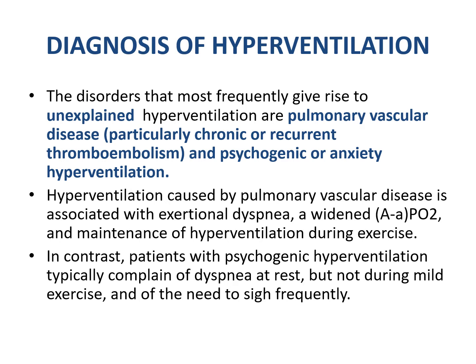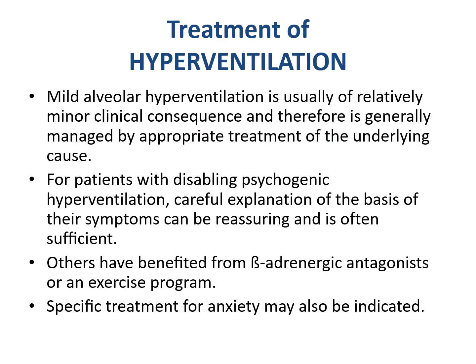In contrast, patients with psychogenic hyperventilation typically complain of dyspnea at rest, but not during mild exercise, and of the need to sigh frequently. Mild alveolar hyperventilation is usually of relatively minor clinical consequence and therefore is generally managed by appropriate treatment of the underlying cause. For patients with disabling psychogenic hyperventilation, careful explanation of the basis of their symptoms can be reassuring and is often sufficient. Others have benefited from beta-adrenergic antagonists or an exercise program. Specific treatment for anxiety may also be indicated.